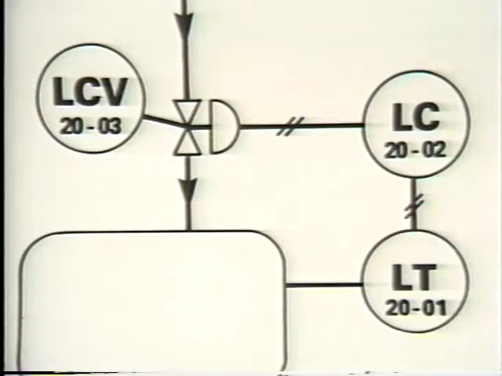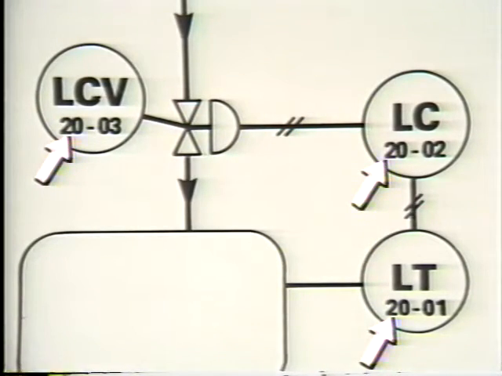For example, the number 20 here identifies this level transmitter as being part of control system number 20. All instruments that are part of this control system will be identified by the same first numbers, 20.